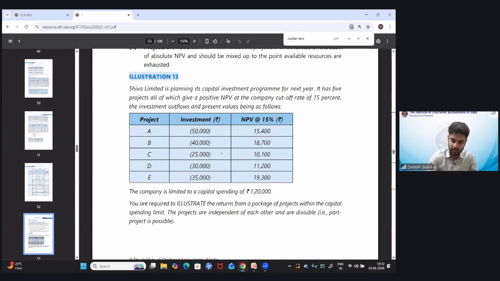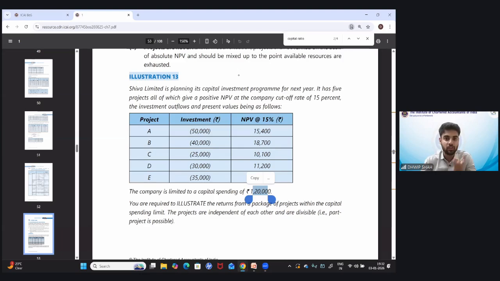How much will be needed? 1,80,000. 1,80,000. But the company has funds of 120. So can I say the company cannot take all the projects because there is a rationing constraint in funds. So now we have to decide how many projects out of these five we can take. To make that decision we need to check whether these projects are divisible or indivisible.